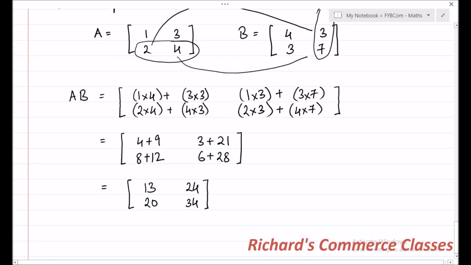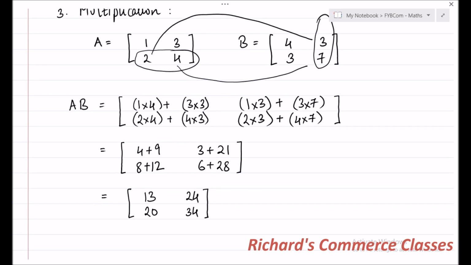The order is very important. It is always the first row of the first matrix into the first column of the second matrix. When keeping the row constant, take the next column. Once the columns are over, then move to the next row of the first matrix and keep repeating the steps. Let's see how it works for a 3 by 3 matrix.